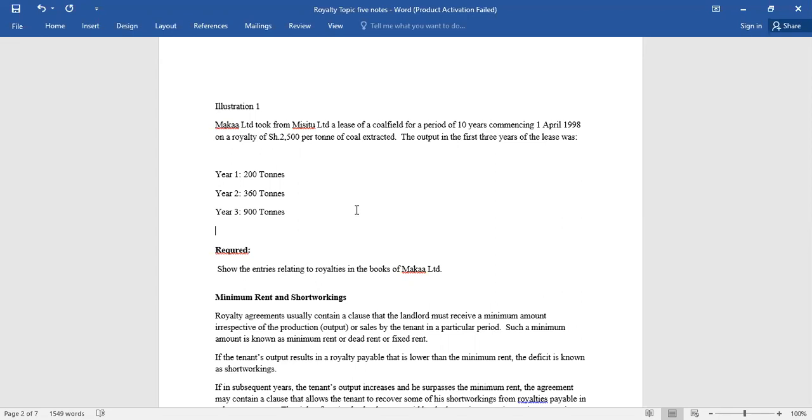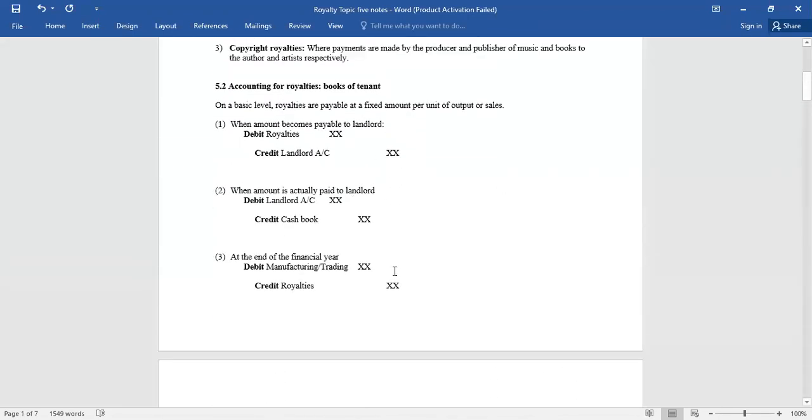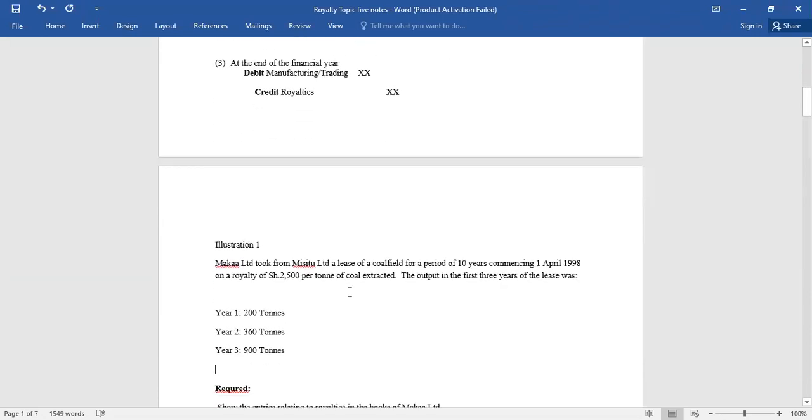So the first transaction, once the contract has been entered into, we are supposed to debit the royalties account, credit the landlord's account. Then when the payment is made, we debit the landlord's account, credit the cash book. And then at the end of the period, we debit the manufacturing account and credit the royalties.